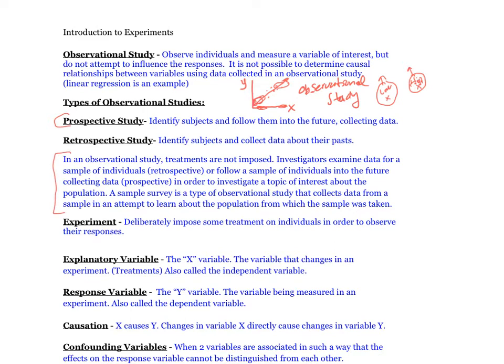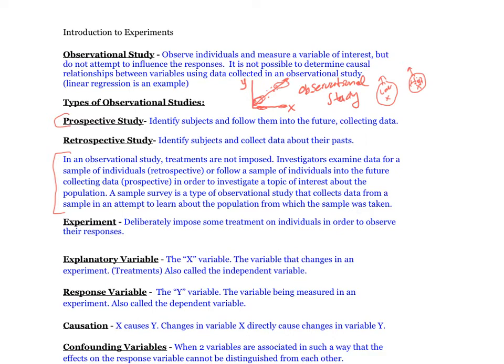Okay. So in an observational study, treatments are not imposed. Investigators examine data for a sample of individuals in retrospective, or follow a sample of individuals into the future collecting data in prospective, in order to investigate a topic of interest about the population. A sample survey is a type of observational study that collects data from a sample in an attempt to learn about the population from which the sample was taken. Okay, so in an observational study, we're just observing. We're just collecting data. We're not attempting to influence the results. We're not attempting to manipulate anything.